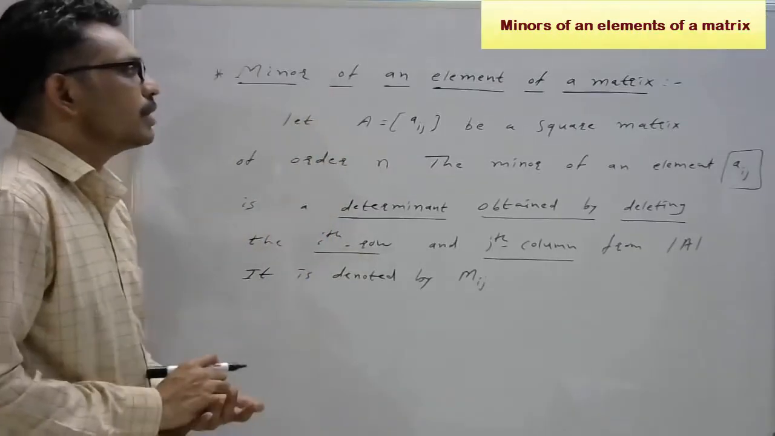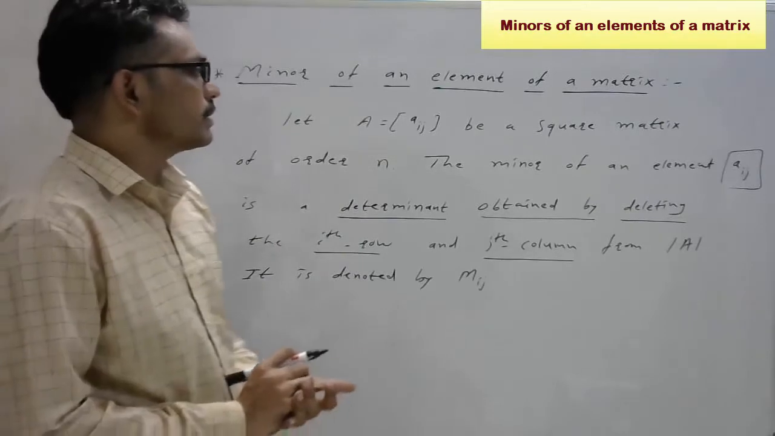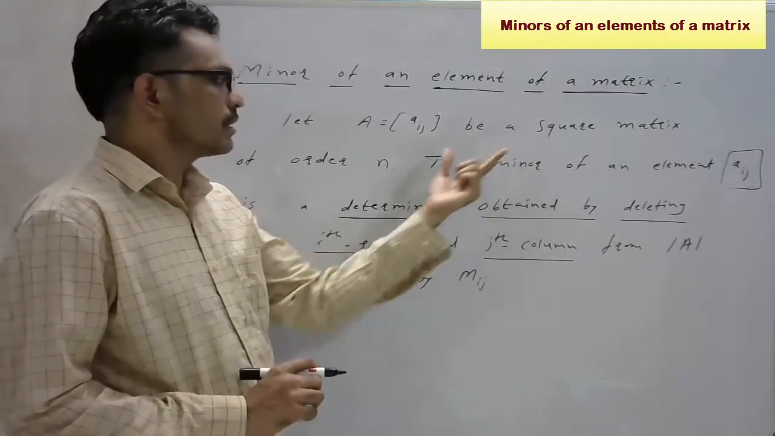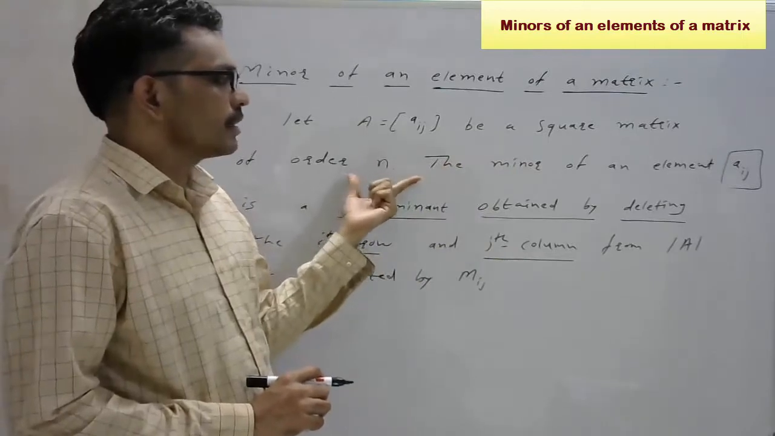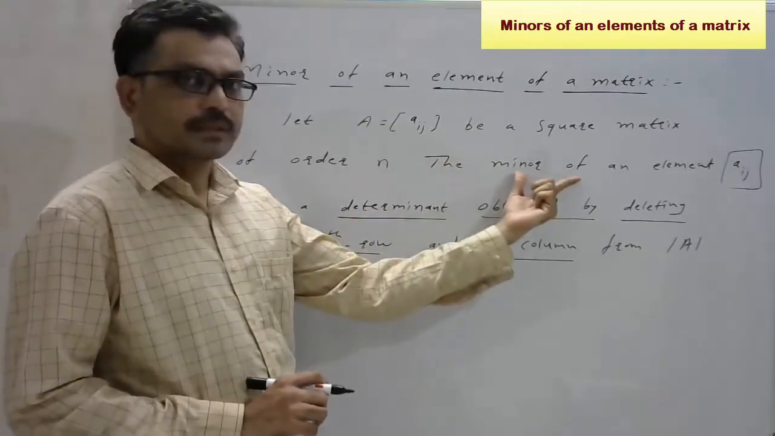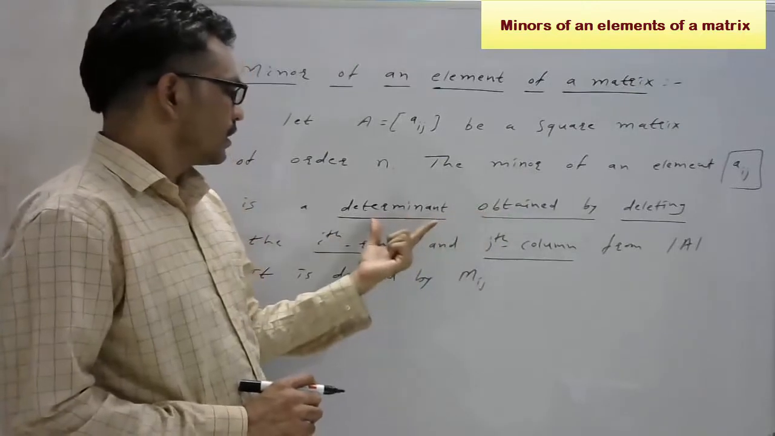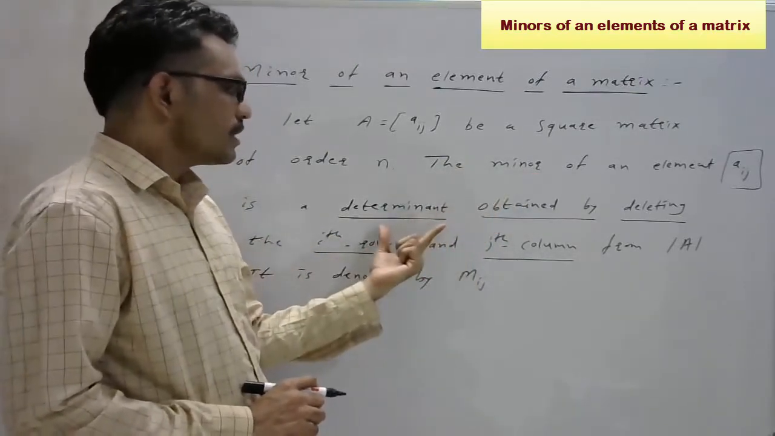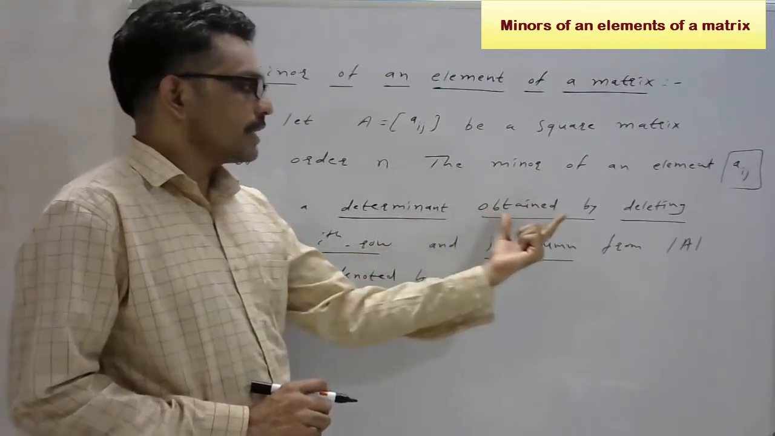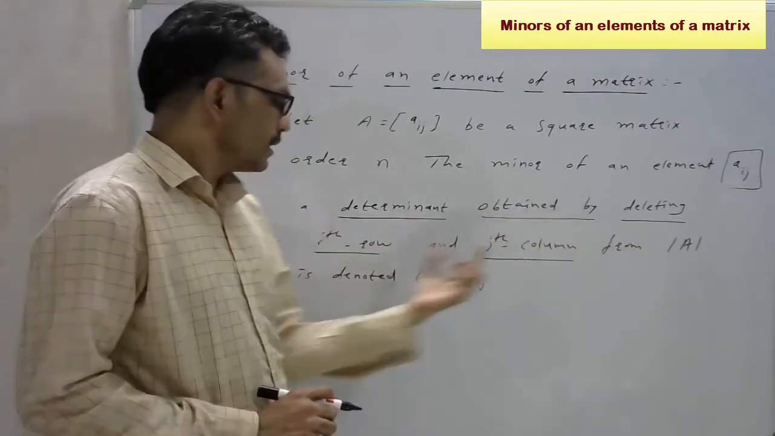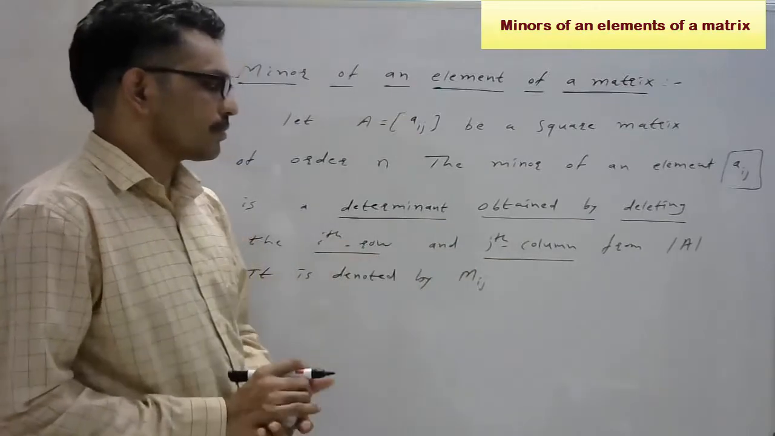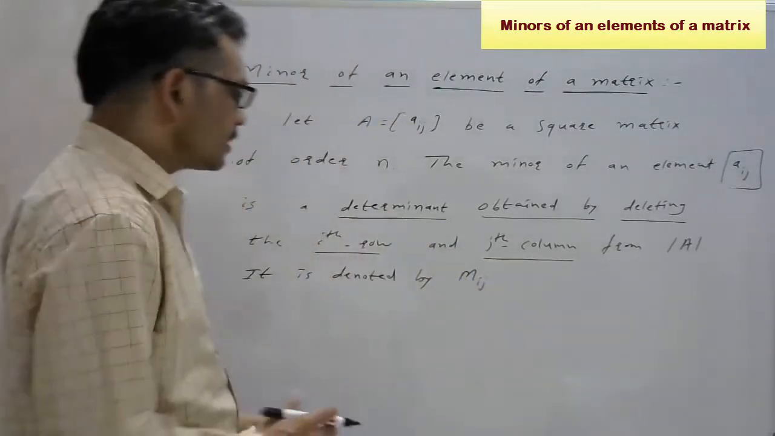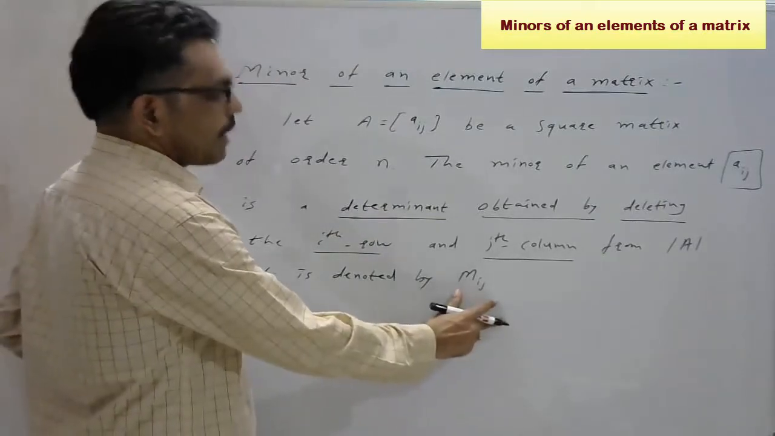In the definition of the minor of an element of a matrix, the given matrix is a square matrix of order n. The minor of an element aij is a determinant obtained by deleting the ith row and jth column from the determinant of A, and it is denoted by Mij.